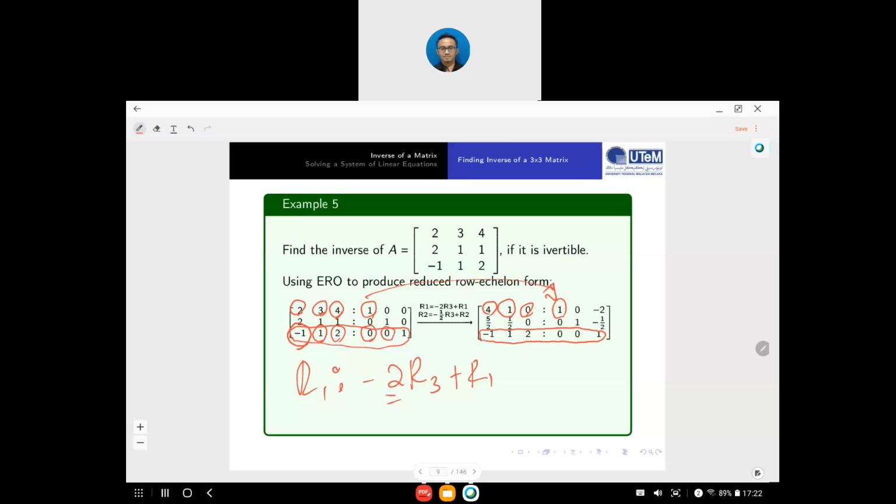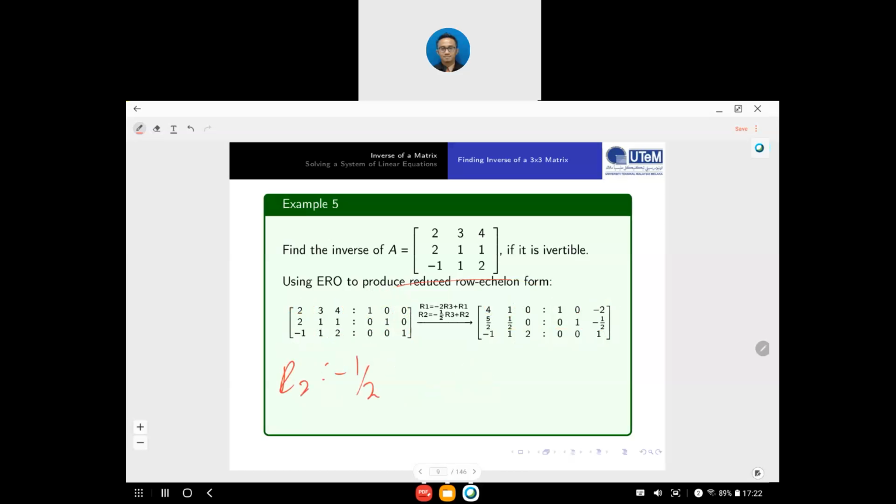Negative 2 times 0 is 0, plus 0 is 0. And then negative 2 times 1 is negative 2, negative 2 plus 0 is negative 2. So you can get the answer for row 1. Next, you find the answer for row 2. What is the formula for row 2? I write again. Row 2 equals negative 1 over 2 row 3 plus row 2.